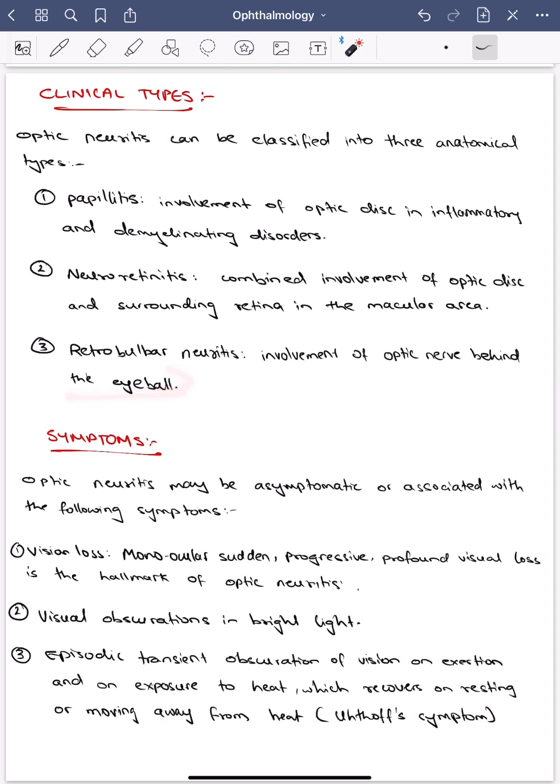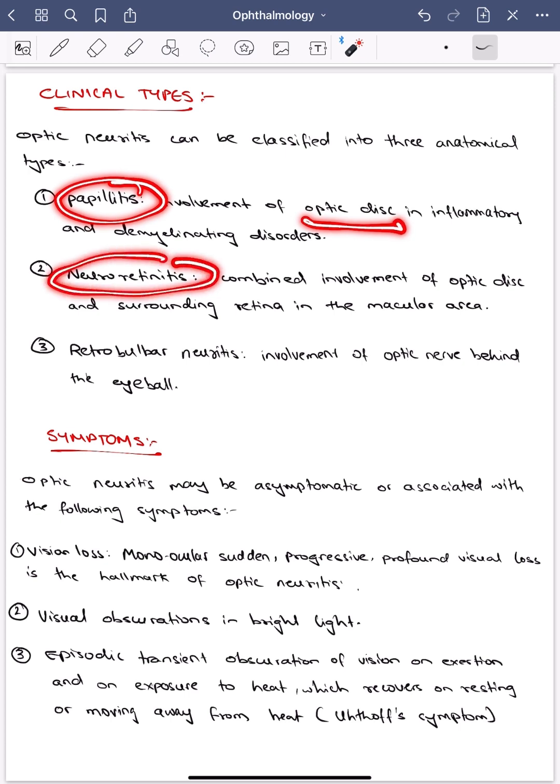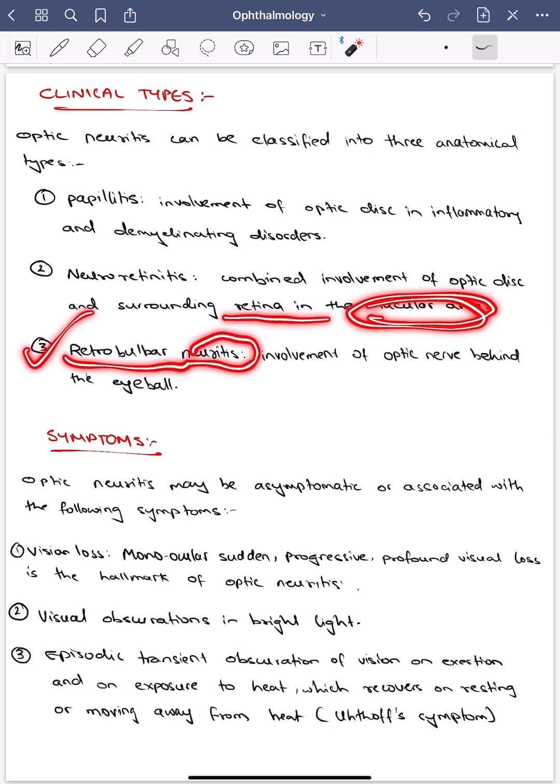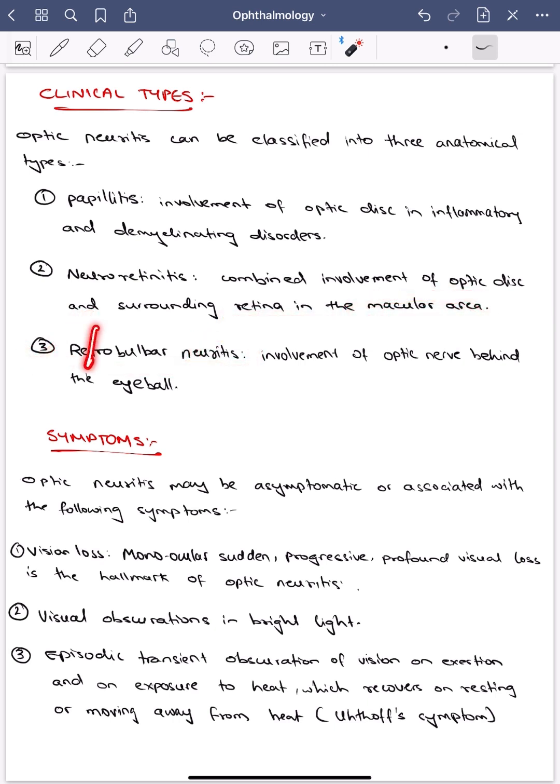So again, the clinical types, we have three types: papillitis, mainly involving the optic disc; neuroretinitis, involving the optic disc and surrounding retina in the macular area; and third is retrobulbar neuritis. Retro meaning behind, bulb referring to the eyeball, hence involvement of the optic nerve behind the eyeball. So these are the three clinical types.